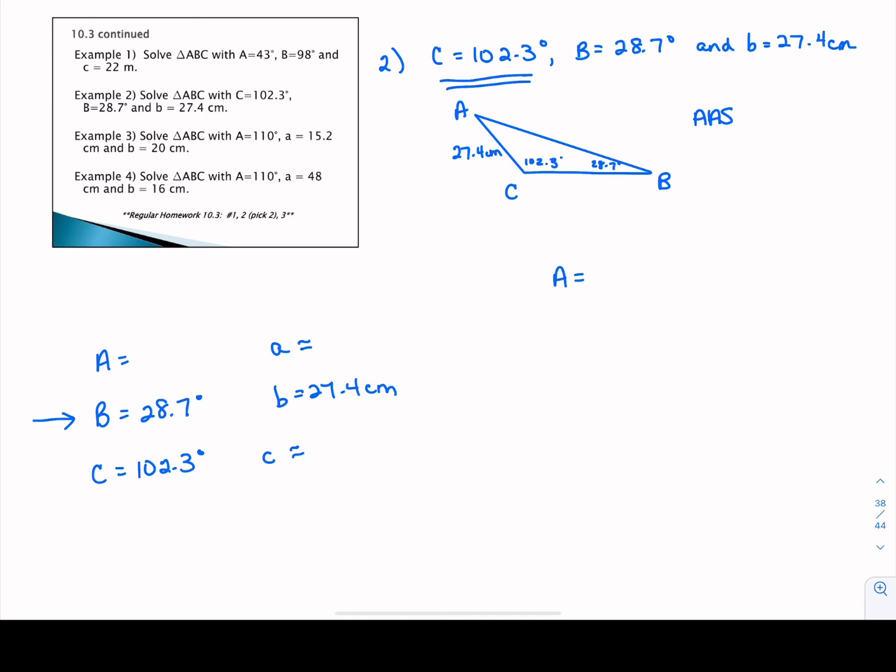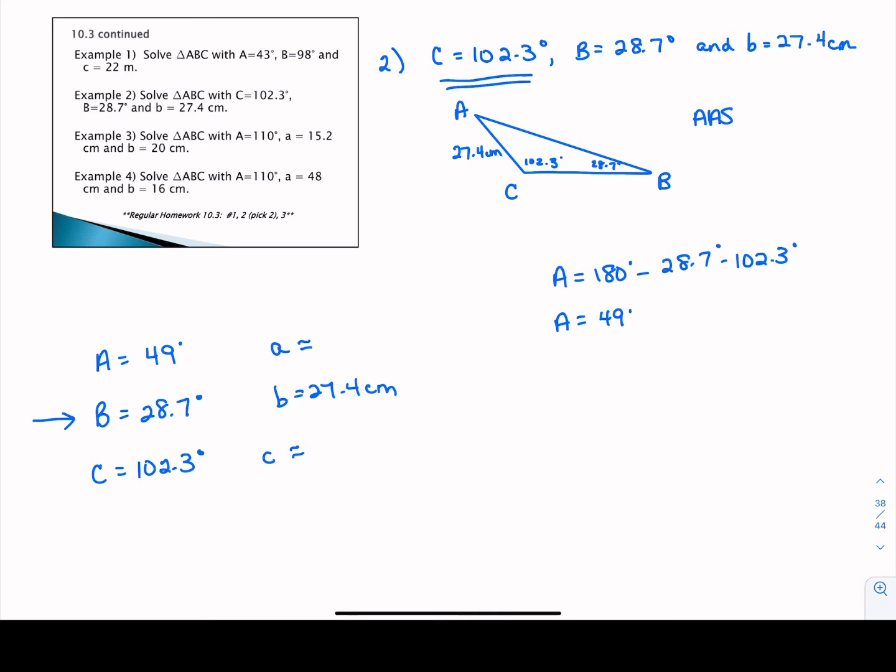So angle A is going to be found by taking 180 degrees. We know that the sum of all three angles in this triangle is going to be 180 degrees, and we could subtract the other two given angles. So we're subtracting 28.7 degrees, and we're also subtracting 102.3 degrees. If we carry out that subtraction, what you get is 49 degrees as angle A. So we can put that into your chart. We know that's given information, or information that we've been able to find using the information that we are given.